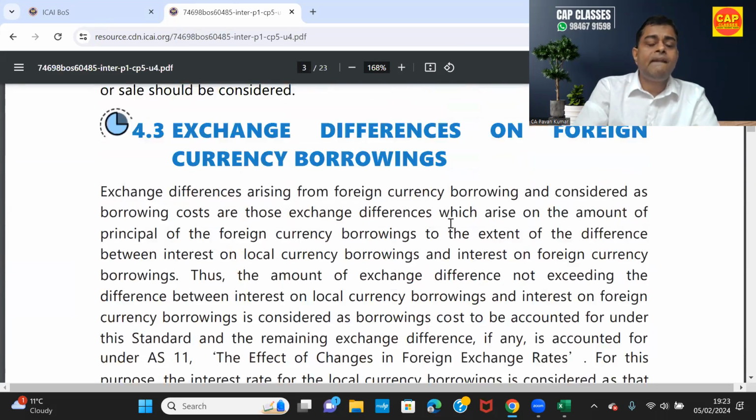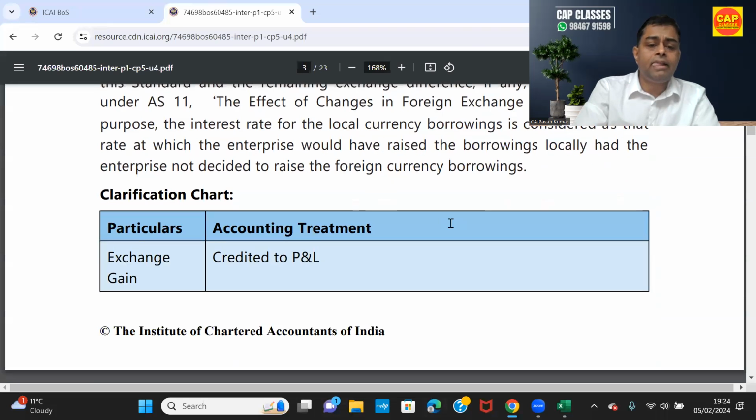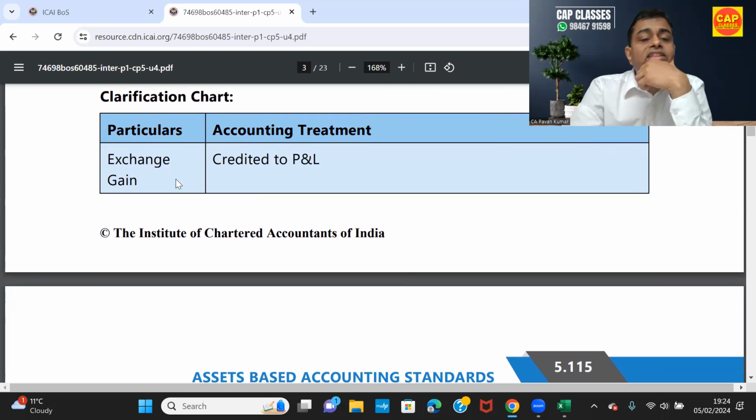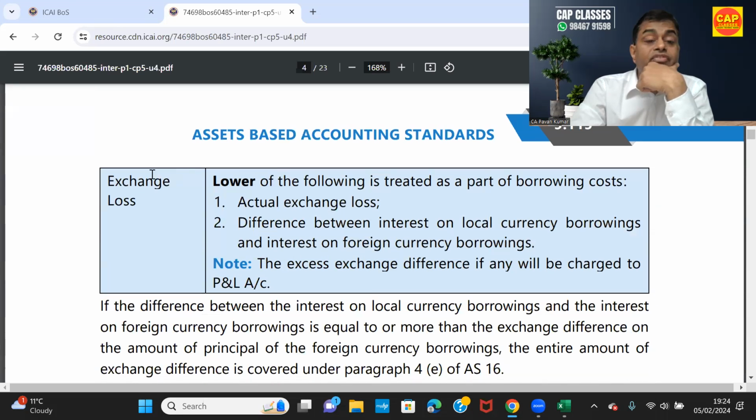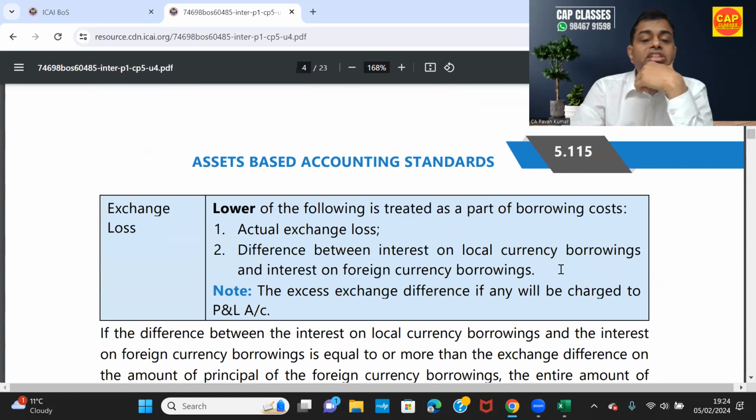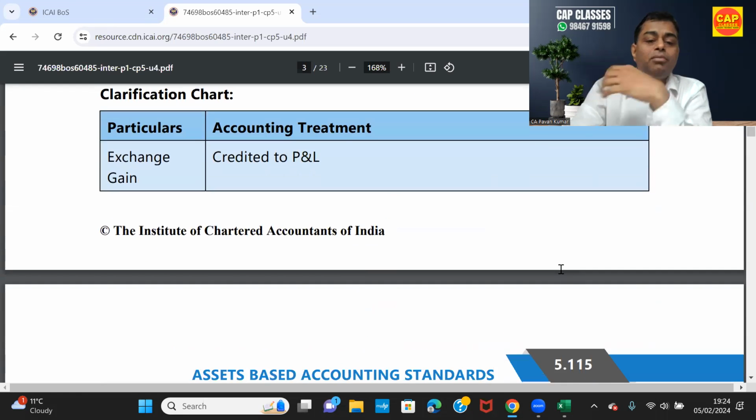Now they have given so much theory. In the clarification chart, they are saying if there is exchange gain, credit to P&L. If there is exchange loss, the lower of the following is treated as part of borrowing cost: 1, the actual exchange loss; 2, the difference between interest on local currency borrowing and interest on foreign currency borrowing. Note, the excess exchange difference, if any, will be charged to P&L. But already they have said this above, no?